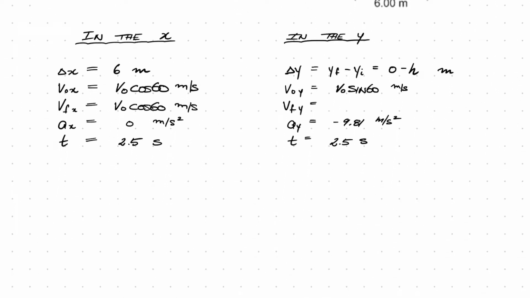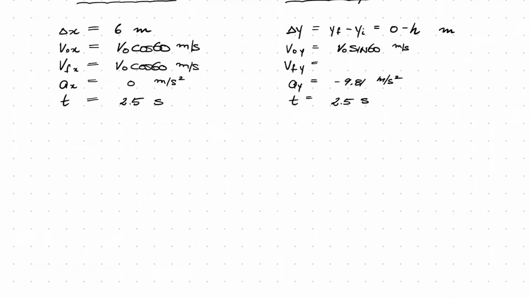Importantly, in this problem, we realize that the time it takes for our mini x problem to occur is exactly the same as it takes our mini y problem to occur. Therefore, both t's are equal to 2.5 seconds. Okay, great. So now that we have our two tables set up, we can start using our kinematic equations in both directions to solve for any unknowns.